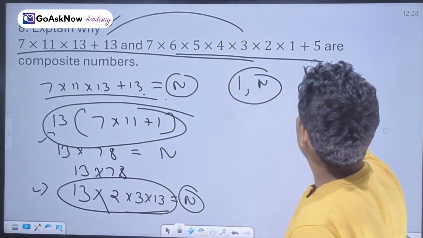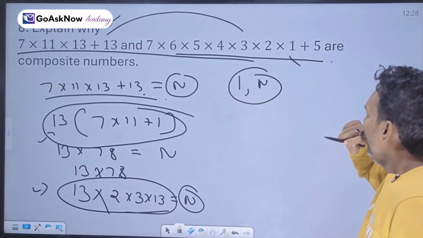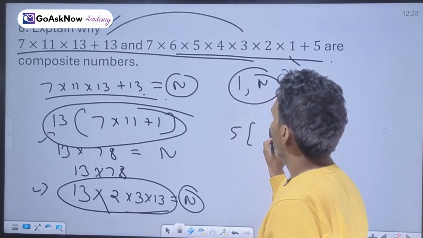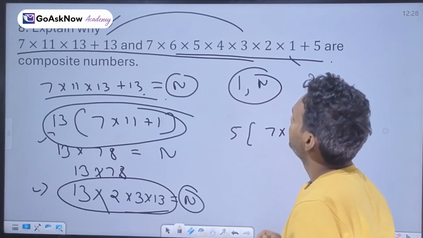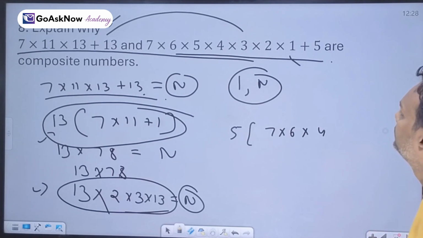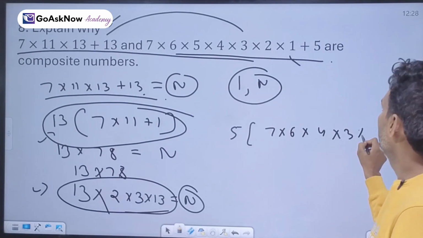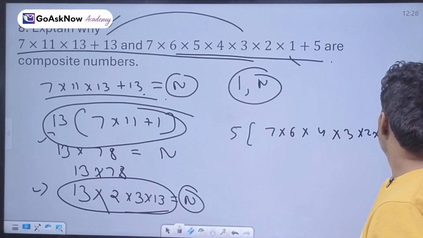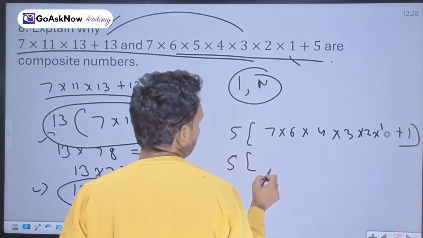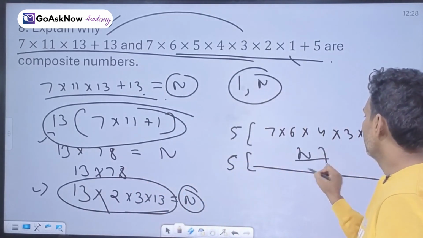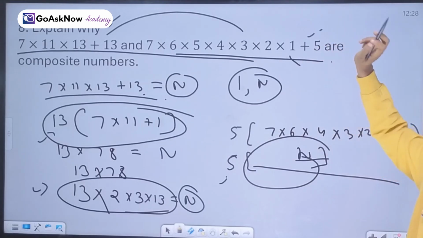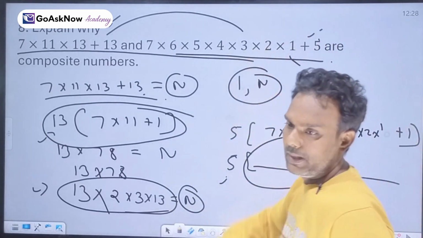For this one, what are we going to take out? 5 common. So 5 into (7 into 6 into 4 into 3 into 2 into 1 plus 1). So whatever the value of the number in the bracket, 5 is also a factor of this. Therefore, this number is also composite, not a prime number.